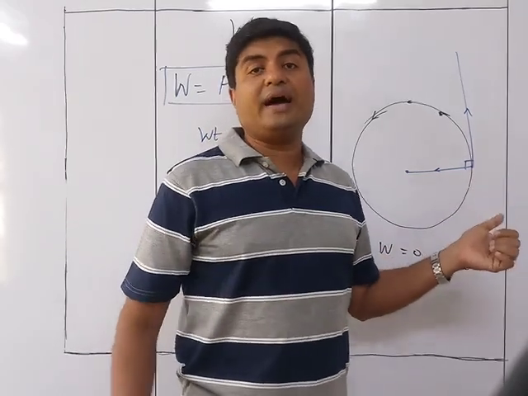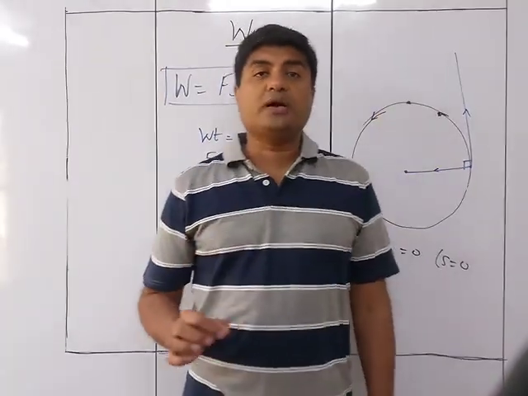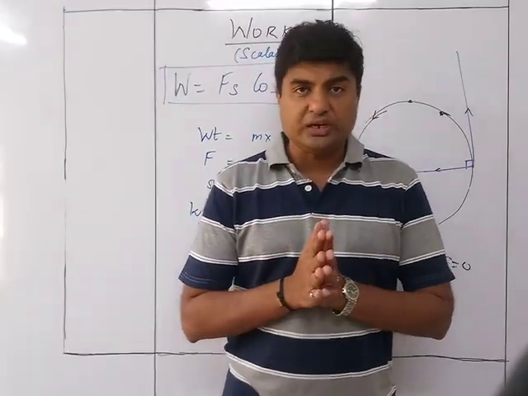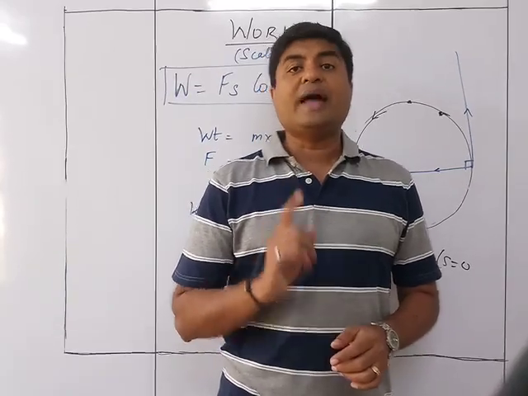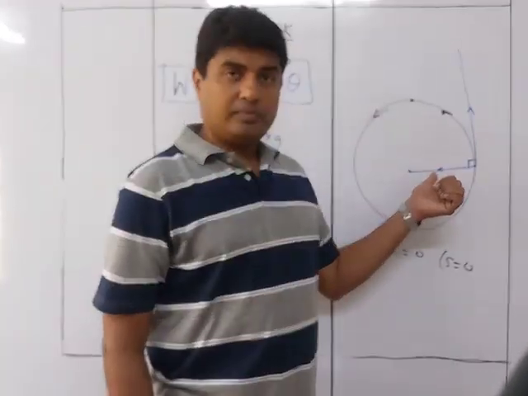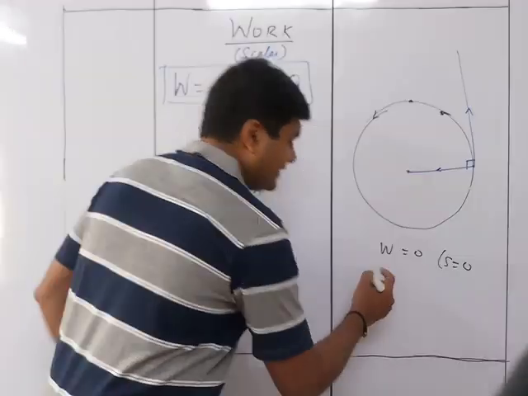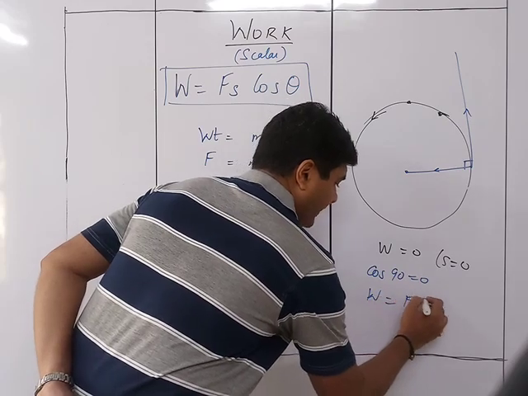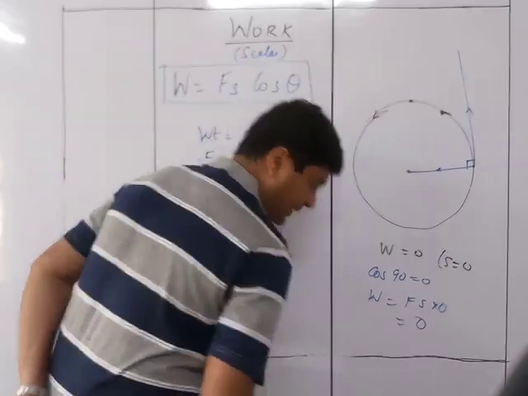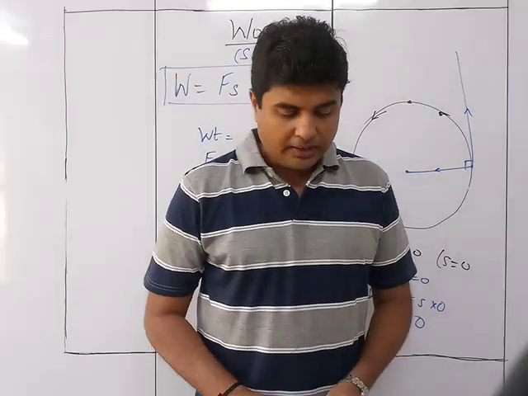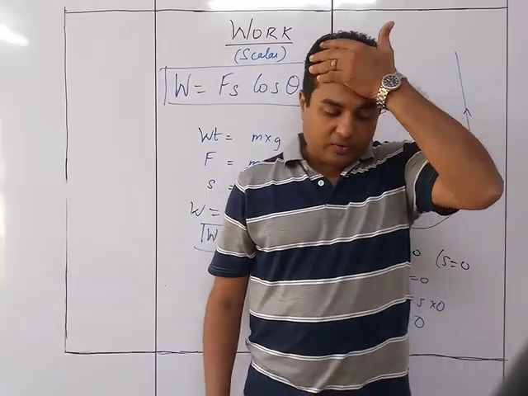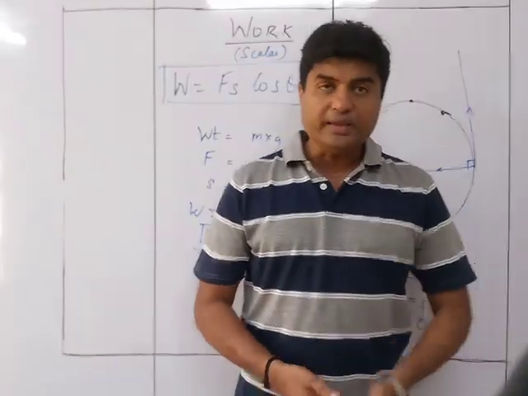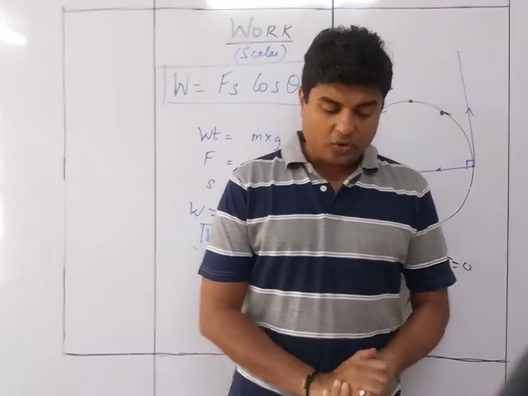Accordingly, we see that in case of uniform circular motion, because the force is always perpendicular to the direction of the motion, that is the reason the work done will be 0. So over here in this case, because cos 90 is equal to 0, W is equal to F s into 0, hence 0. So that is why we see that the work done by a force which is normal to the direction of the motion is always going to be 0.